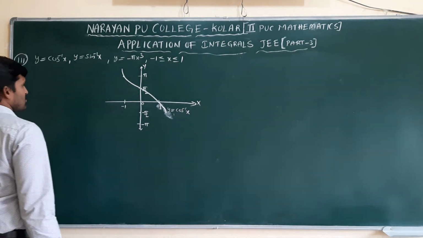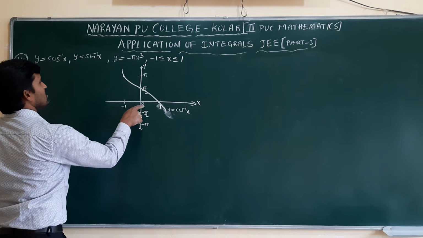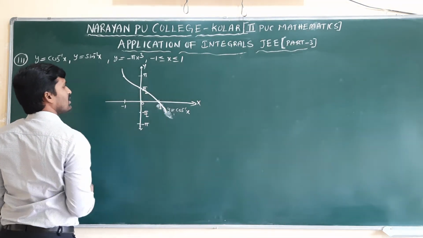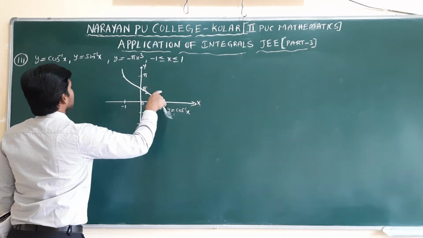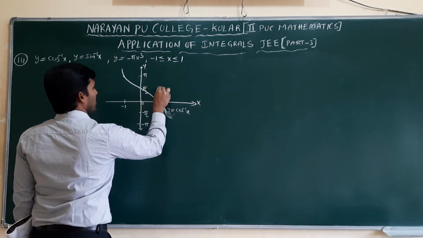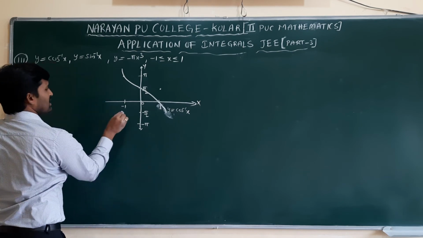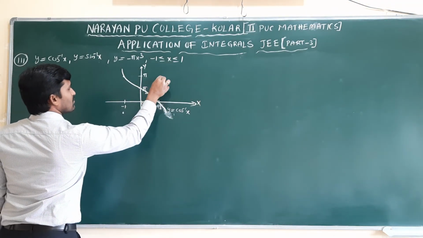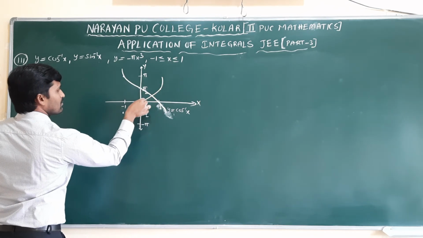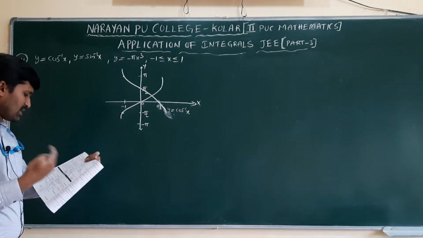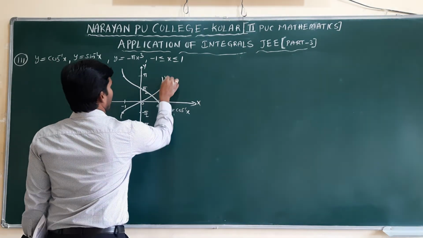Next, sin inverse x. If we take x as 0, sin inverse of 0 is also 0, y is also 0. x value 1, sin inverse of 1, sin is 1 at which angle? Pi by 2. y value pi by 2 you will get. If we take minus 1, you will get minus pi by 2. This is which one? y is equal to sin inverse x graph.